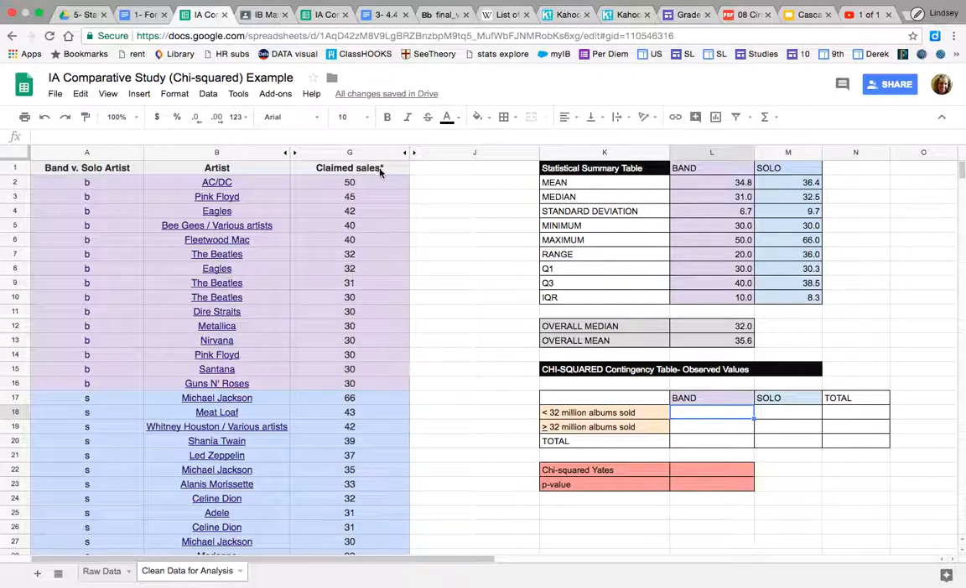So if I go into my purple categories, I'm going to count the number of artists that had less than 32 strictly. 1, 2, 3, 4, 5, 6, 7, 8. There were 8 bands that had less than 32 million albums sold, and there were 1, 2, 3, 4, 5, 6, 7 that had 32 million or more, and we're a total of, I should have 15 total.